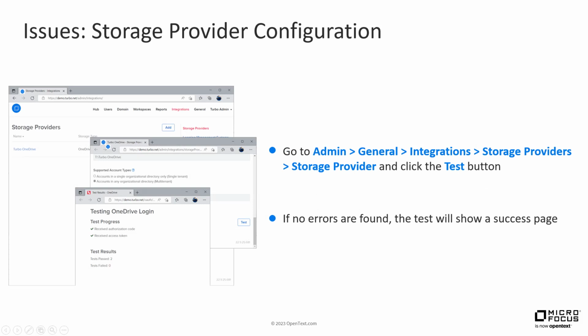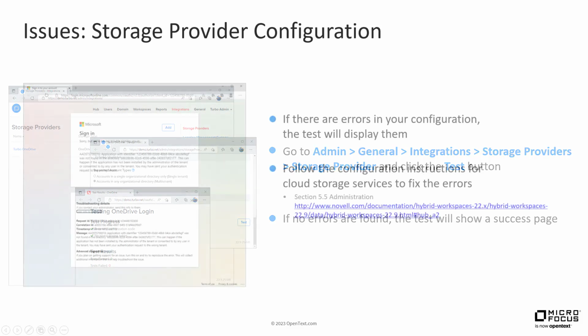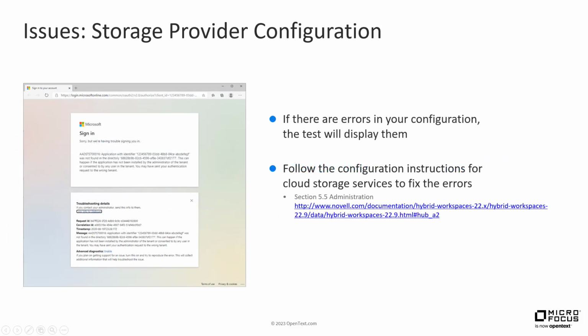In this case, you'd go to the Admin General Integration Storage Providers and then pick the storage provider that is having the issue, then click the test button. If there are no errors found, the test will show a success page. However, if users are unable to access the files, you will likely see a problem here, such as an expired access token or expired secret. Here is an example.